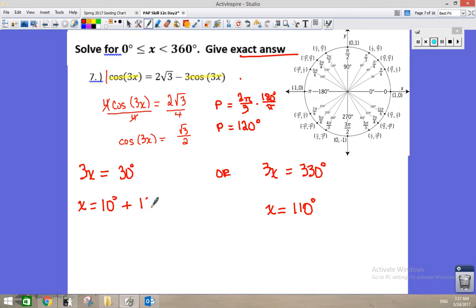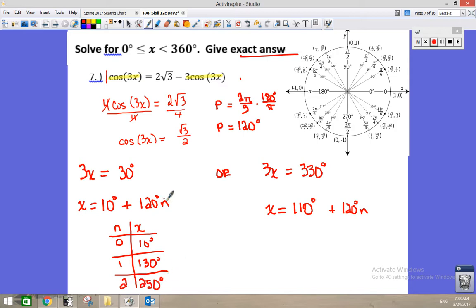So I need to add integer multiples of 120 to these to generate infinitely many solutions that satisfy this equation. They only want the ones that are between 0 and 360. So if we let n be 0, then we've got 10 degrees as a solution. If n is equal to 1, then we have 130 degrees as a solution. If n is equal to 2, that's 240 plus 10, which is 250. And if n is equal to 3, we've got 360 plus 10, 370. That's too big.